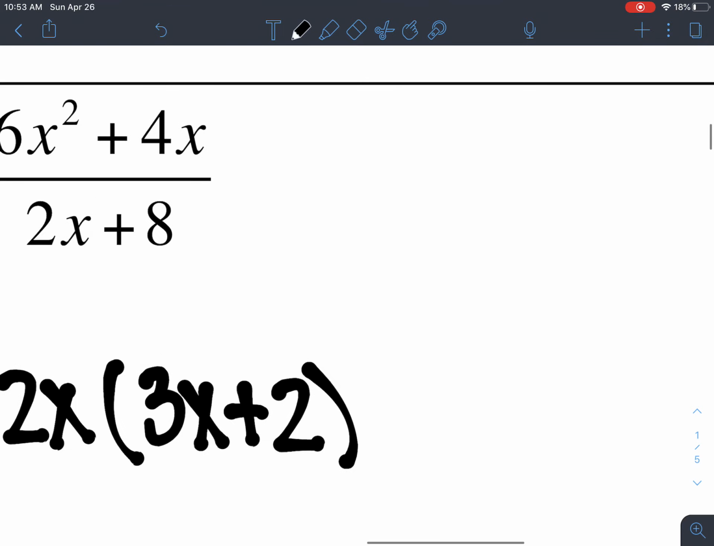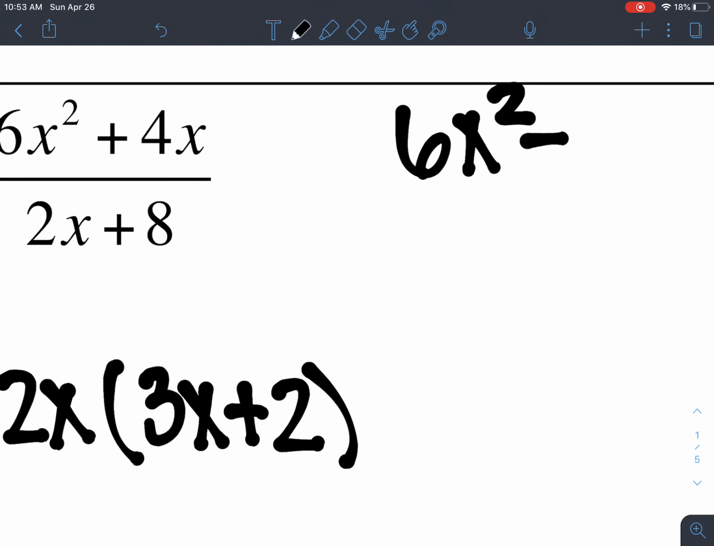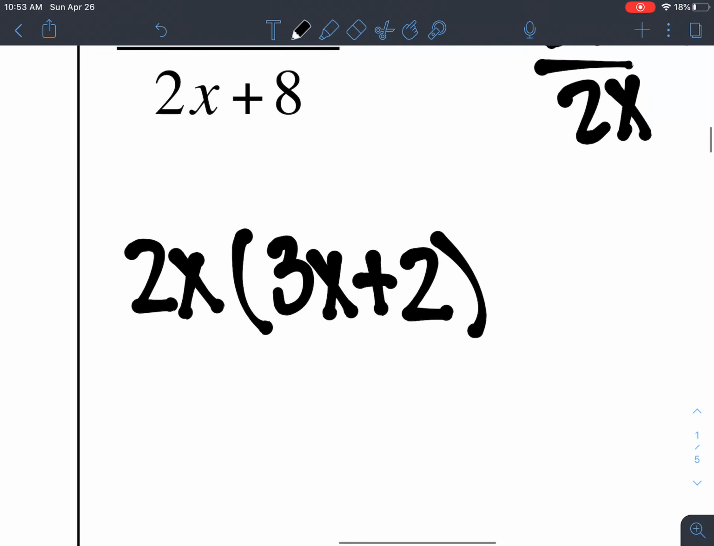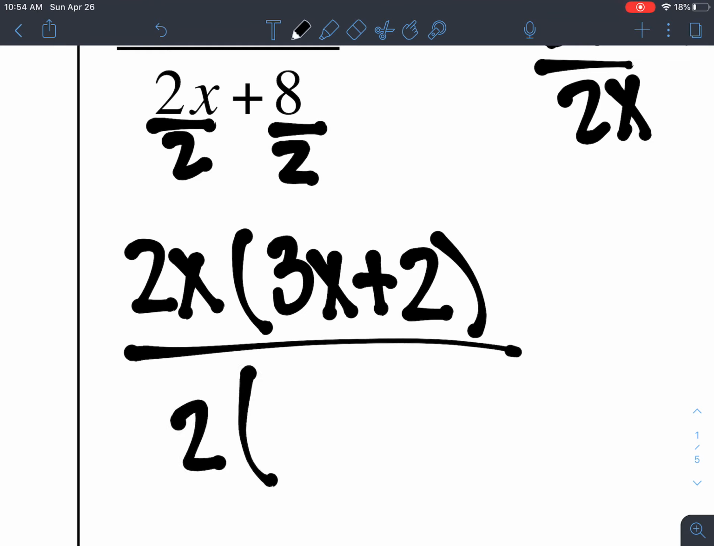Okay, so how I got that was if I took the 6x squared plus 4x and I divide out a 2x, 6 divided by 2 is 3, x squared divided by x is x, plus 4 divided by 2 is 2, and then the x's cancel out, okay? Let's do the same thing. So what can I take out of the 2x plus 8? I can take out a 2. So then this is going to be 2 times x plus 4.